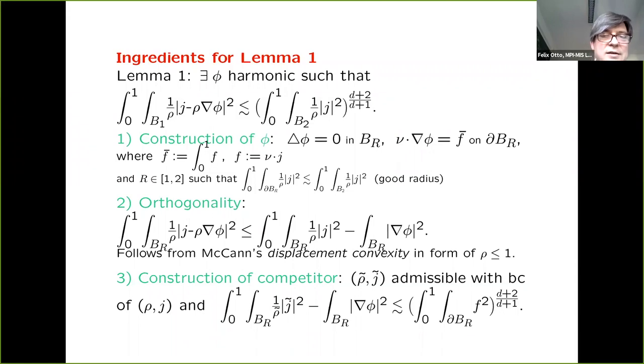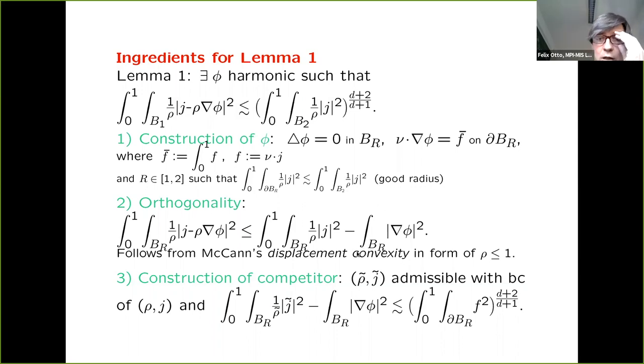That's crucial. And here in this simple case, we can appeal to McCann's displacement convexity to get this orthogonality in an extremely clean form. In the more general case, we have to do it in a slightly different way, but in this situation, we get this orthogonality in this very nice form, that the quantity we want to estimate is just controlled by the difference between the nonlinear energy and, in a certain sense, the linear energy, the Dirichlet integral.